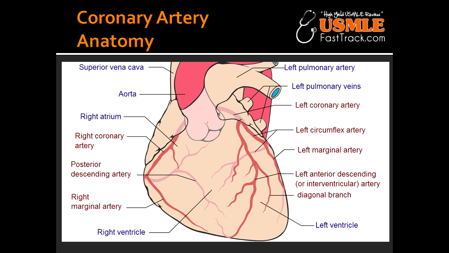What happens in a condition when there is an enlargement of the left atrium? Enlargement of the left atrium can lead to dysphagia, and this happens due to the compression of the esophagus, or it can also lead to hoarseness, and this happens due to the compression of the left recurrent laryngeal nerve, which is a branch of the vagus nerve.